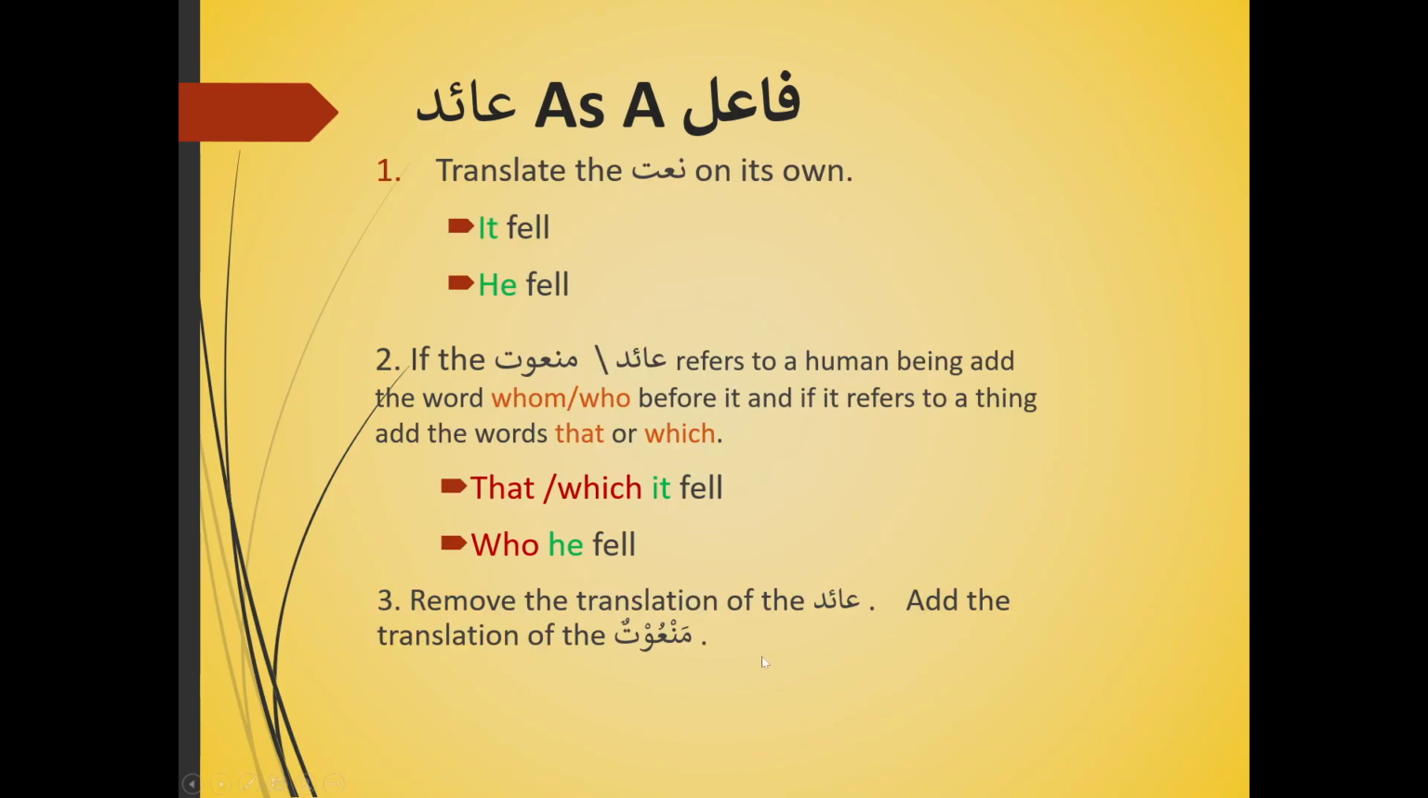So we said here, we've taken out the it, we've replaced it with the pen, and we've taken out the he, and we've replaced it with a man. Yeah. So then the translation becomes a pen which fell, a man who fell. Right? You can either use that or which, because it's not a human being, it's not alive, it's just a thing. Okay. All right. Alhamdulillah.